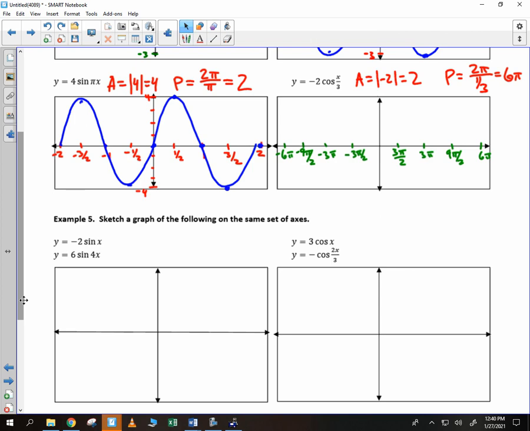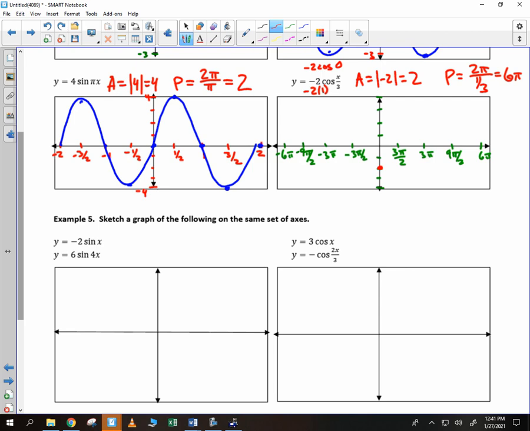Okay, the amplitude is 2, so I'm going to mark off 1, 2, 3, 4, 1, 2. And so we're going to go ahead and graph cosine. Now, if you remember, if we plug in 0, the cosine of 0 is 1. So negative 2 times 1 is negative 2.